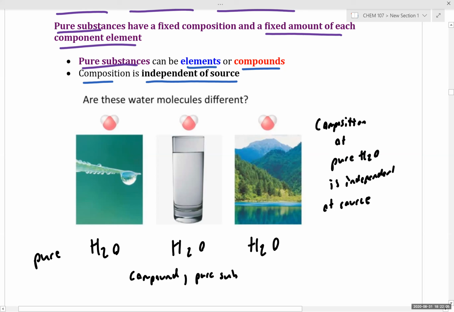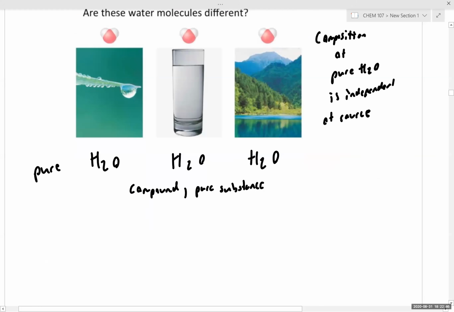So the composition of a pure substance, of a pure element or compound, is independent of source. And this is important because that means we can isolate a pure compound, put it in a bottle, label it, and we know that pure water isolated from one source will be identical to pure water isolated from another source. So pure substances have a fixed, definite composition that is independent of source. Okay, and we'll see why we use this definition when we start to talk about mixtures later on.